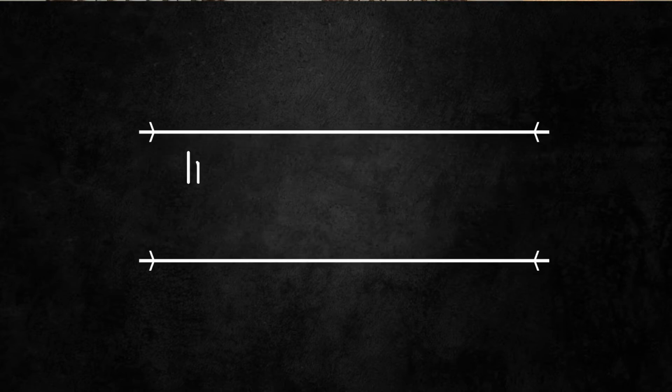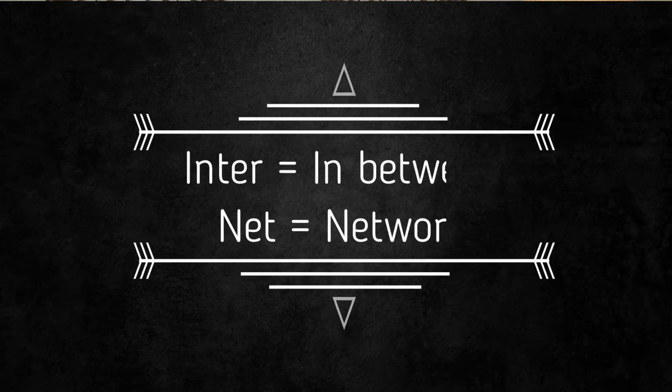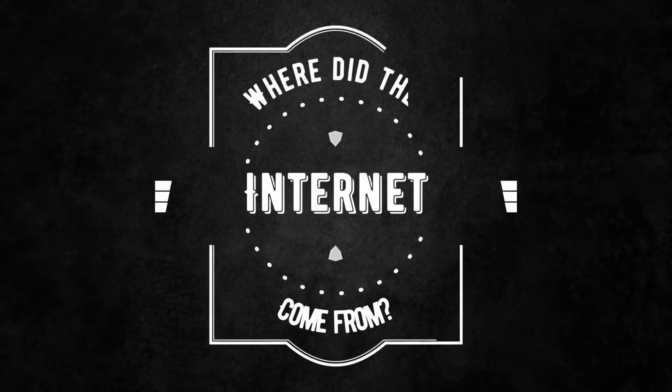The internet is also known as the network of networks. Inter is Latin for in between, and net is a short form for network. So in between networks, two clusters of networks, the connection in between, that's the internet. Which leads us to our next question.